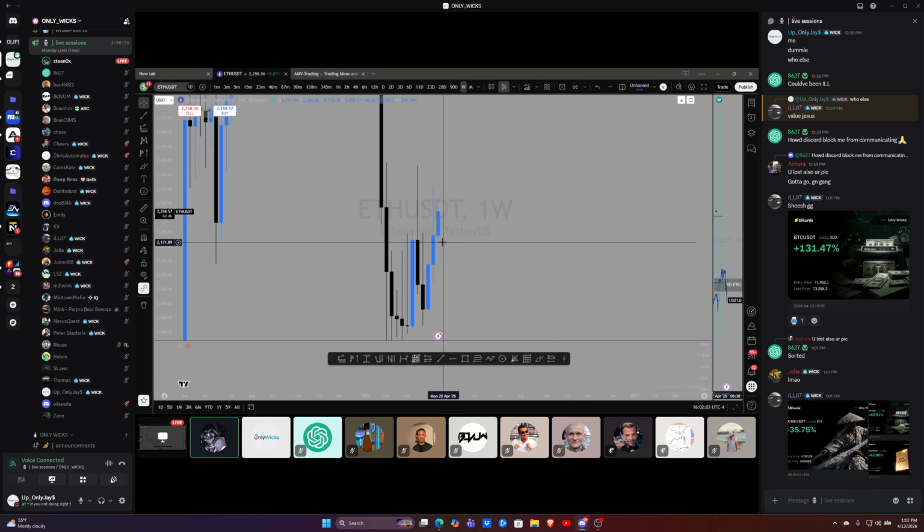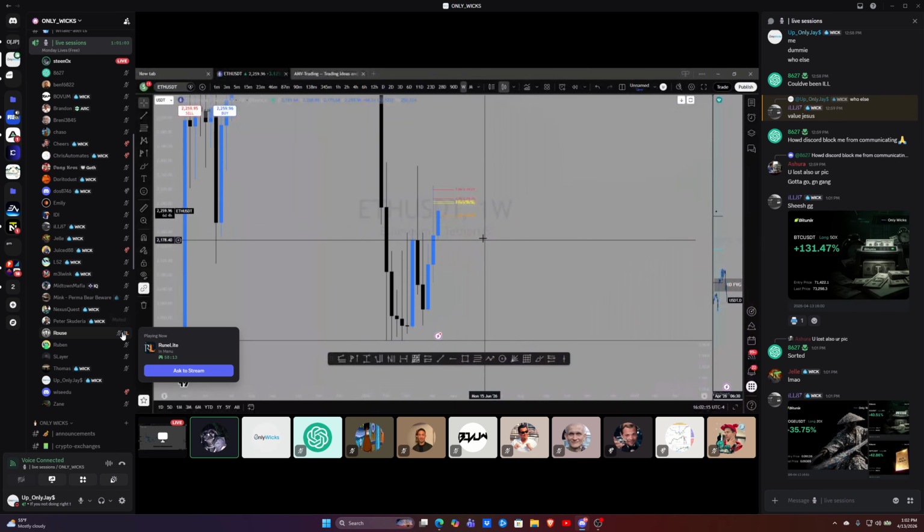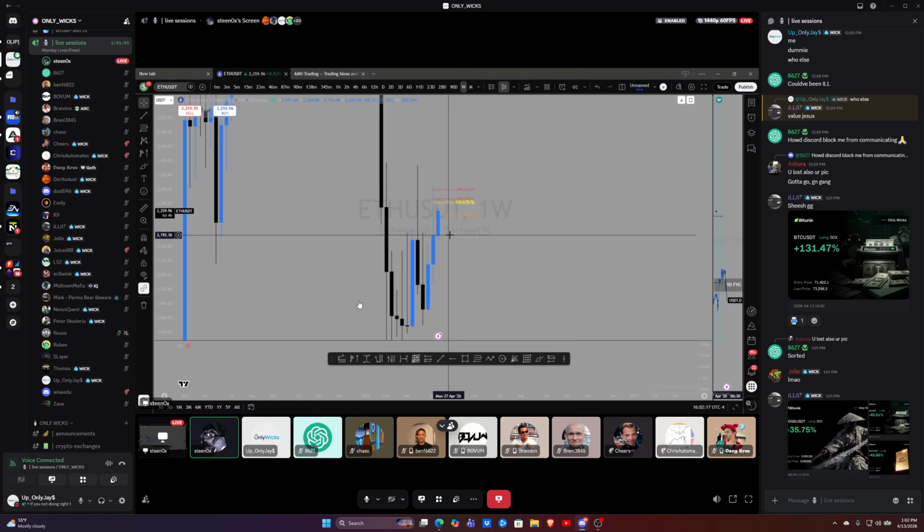This is what's most important to me: if we can hold this micro gap up on the weekly. If we fail here, especially if we push a little bit higher, sweep the two previous wicks and fail, that's the GP of the previous weekly candle wick. So I would look for a micro little short, maybe just even an open or something.